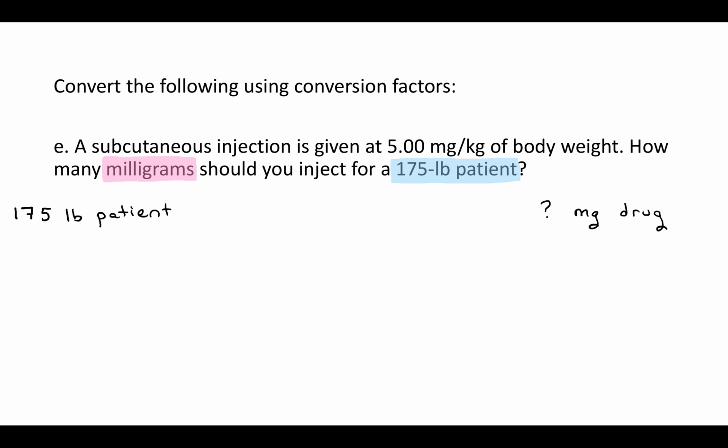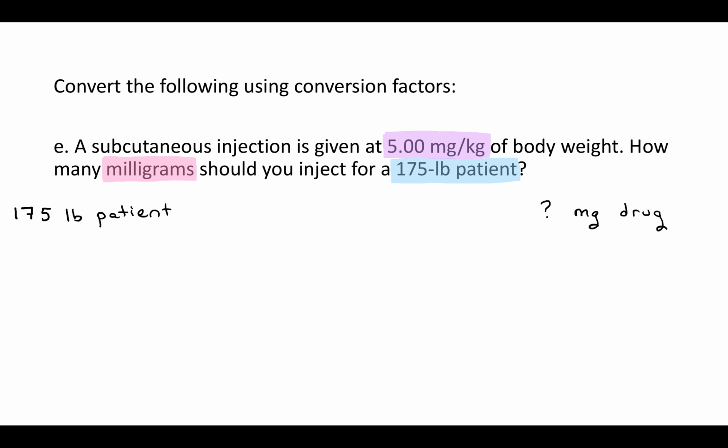What are they giving you? Well, the number they give you that stands all by itself is 175 pounds. That number isn't being given in relationship to any other number. It's just standing on its own. The other number they give you, 5.00 milligrams per kilogram of body weight, that number is given to you in a relationship. The 5 milligrams of the drug and the per 1 kilogram of body weight.